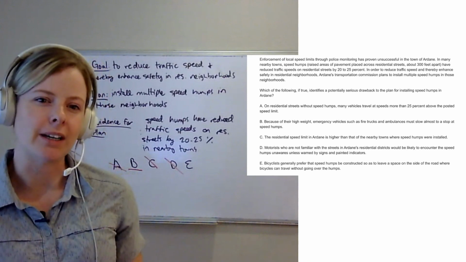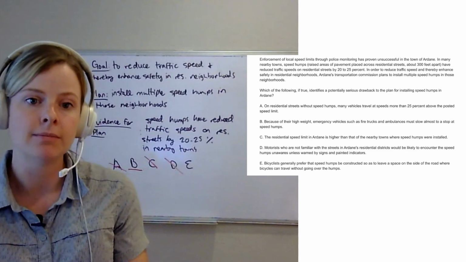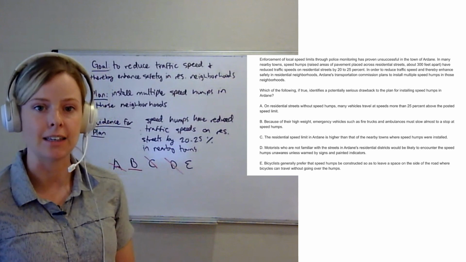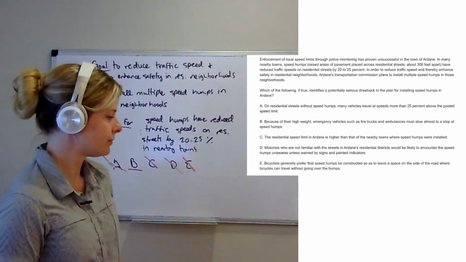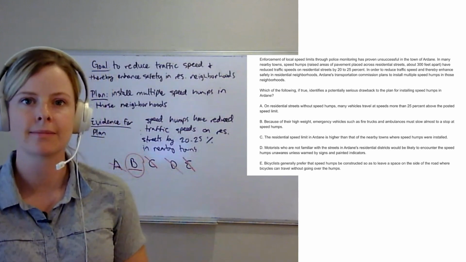So because we don't exactly know how these speed humps are going to be built, it could be that they already are accounting for the stuff in E. Not really a serious drawback. Get rid of E. That leaves us only with B, which is our correct answer choice.